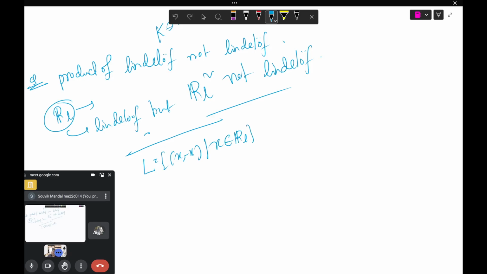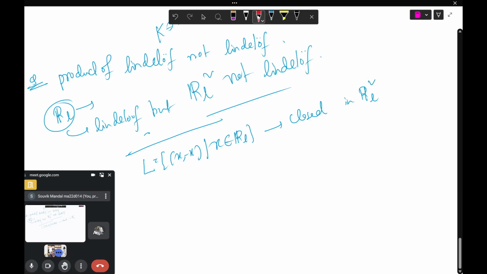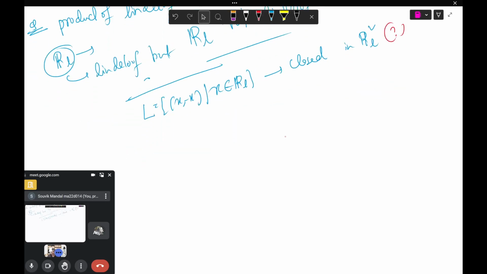The first thing is that this subspace L is closed in RL2. We will prove this, but first let me give the sketch of the proof. L will look like this x comma minus x line, correct? It is not an open interval, it is just the set of coordinates x comma minus x. So this is the subspace L, correct?